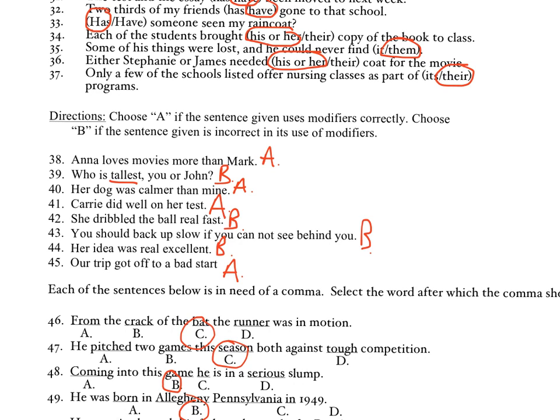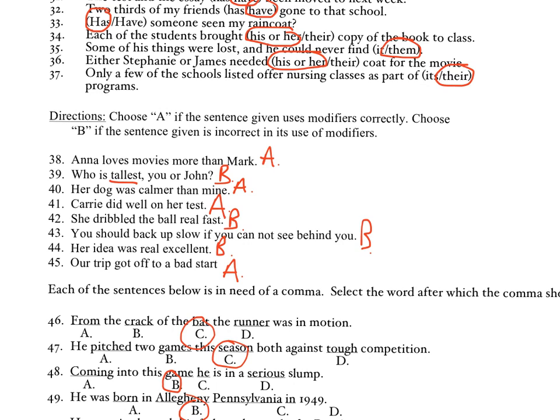Anna loves movies more than Mark. This is fine, right? More than, we're making a comparison, but it's lined up right, so it's okay. Who is tallest, you or John? This is a problem, right? This is where we talk about positive, comparative, and superlative form. So tall is what we call the positive form. It's just a regular adjective.